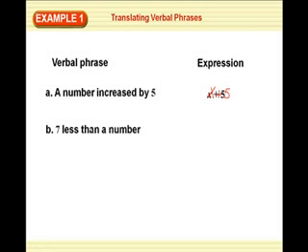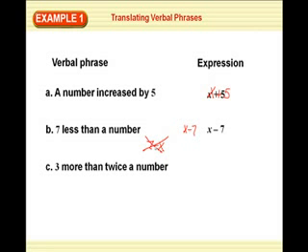7 less than a number. We want to write things the way we read them, but 7 less than a number means we're going to take 7 away from something. So it has to be x minus 7. A lot of people want to write it 7 minus x, but those are not the same. There is not a commutative property of subtraction. So with subtraction ones, you've got to make sure you get them in the right order.